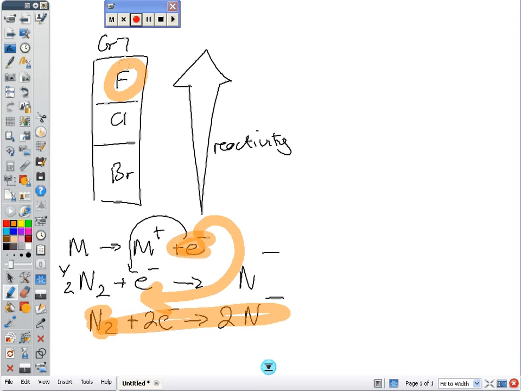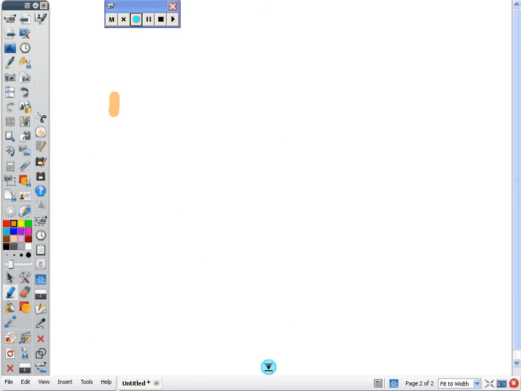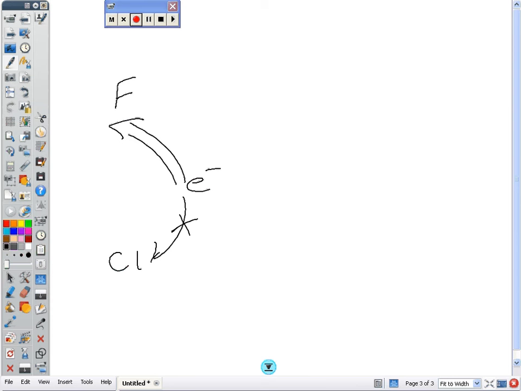If we took fluorine and compared it with chlorine, if there was a fight over an electron, and remember these things react by gaining an electron, because fluorine we've established is the more reactive, the fluorine will win the fight. In other words, fluorine can attract electrons more strongly than chlorine can. Likewise, if we took bromine down here and there was a battle between it and chlorine for an electron, it would be the chlorine that won the battle, and the bromine would not be able to attract that electron.